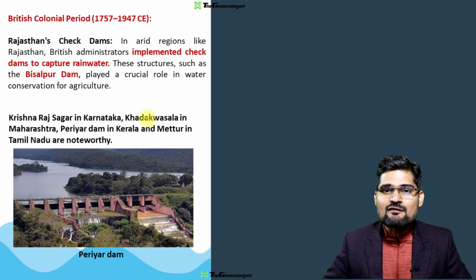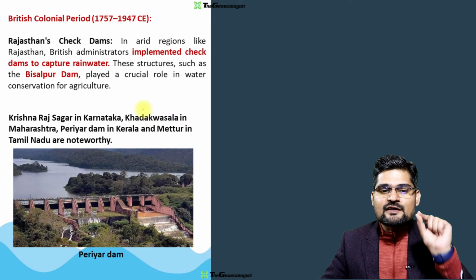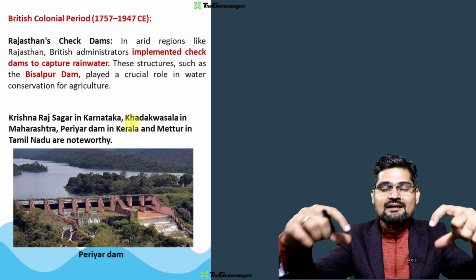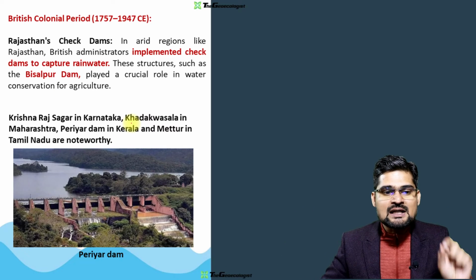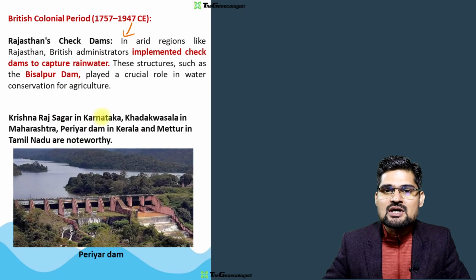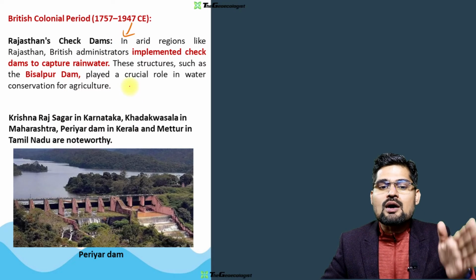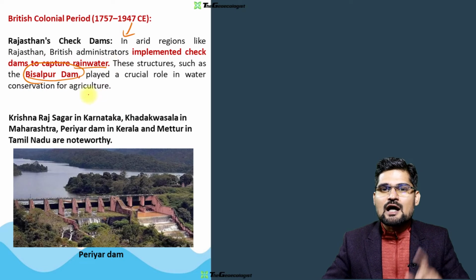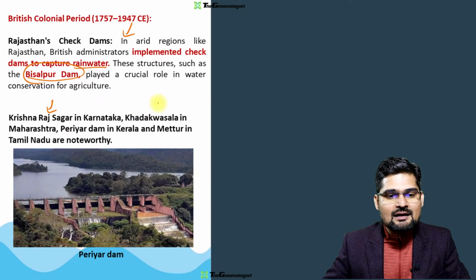Now further, if you observe the British contribution. The famous check dams that we see today, where you have the canal irrigation system, and then you have the dams. This is the contribution of the British. In arid regions, they also brought the check dam system capturing rainwater. Bilaspur Dam is very famous. Apart from that, Krishnanand Sagar, Karnataka, Khadagwasla, then you have Periyar, Mettur.